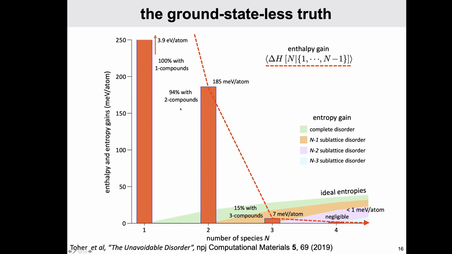And you see that if you take two species, 94% of them form compounds, and the average enthalpy is 185 electron volt. But if you go to three species, only 15% of them form compounds. And for four species it is negligible. And all these guys need to fight against an engulfing amount of entropy.